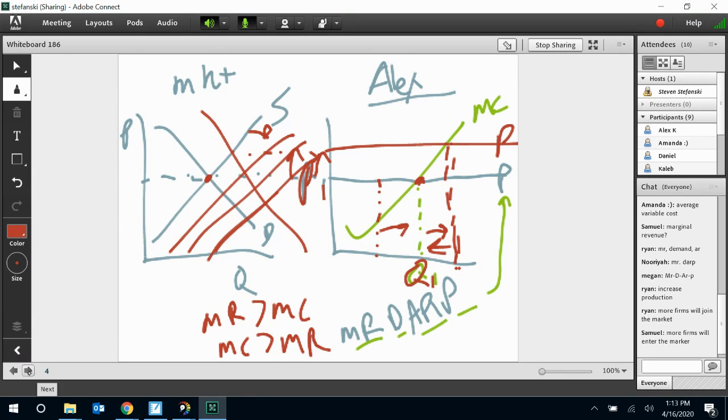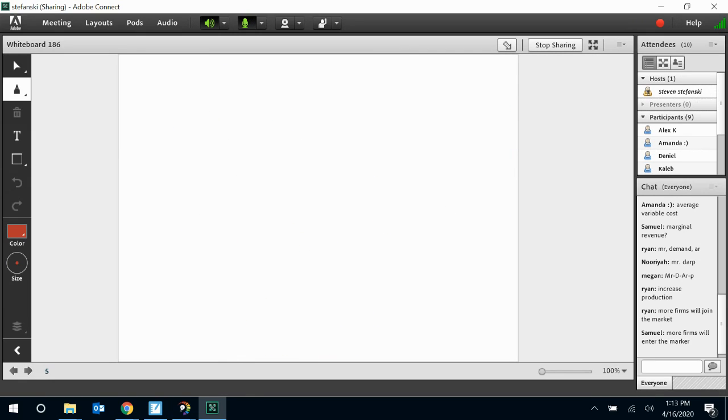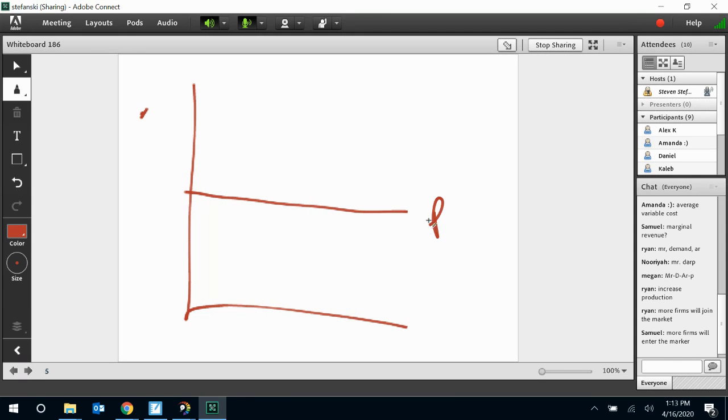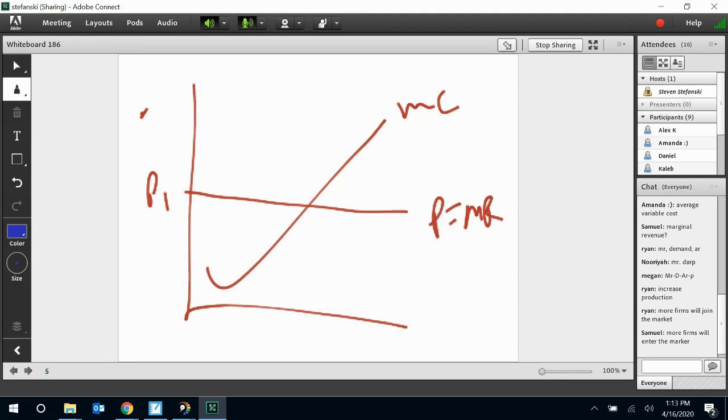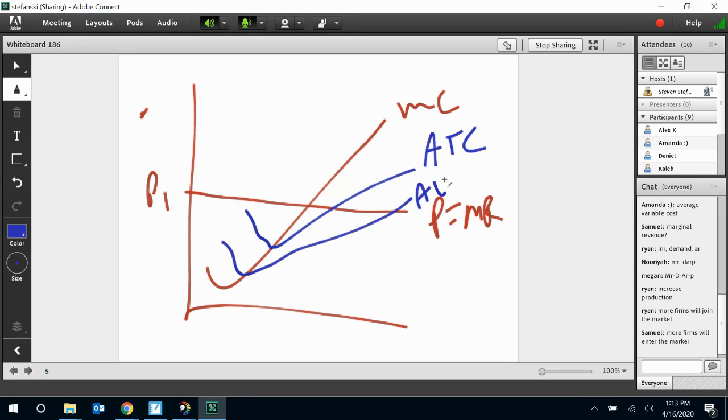All right. So if we take a look here, let's just say this is Alex's market. Here is the price, which we know is also the marginal revenue and the average revenue and the demand curve. Here is the marginal cost curve. Let's say we're at P1 here. Let's say this is the average total cost. This is the average variable cost.